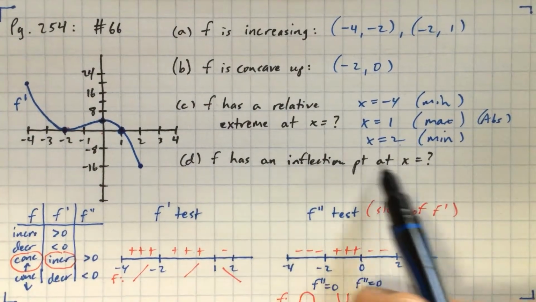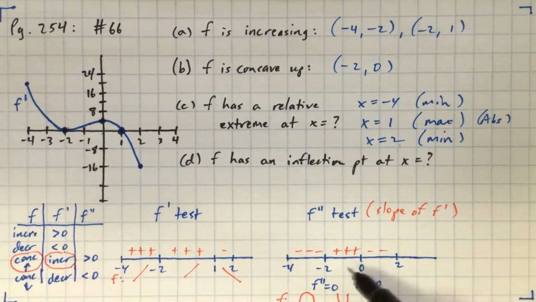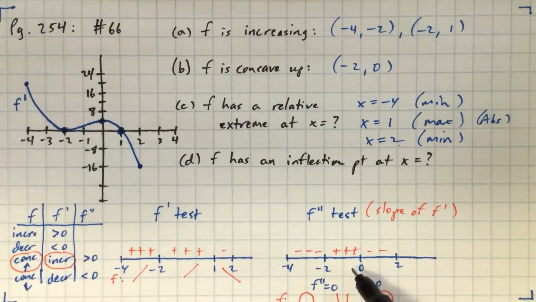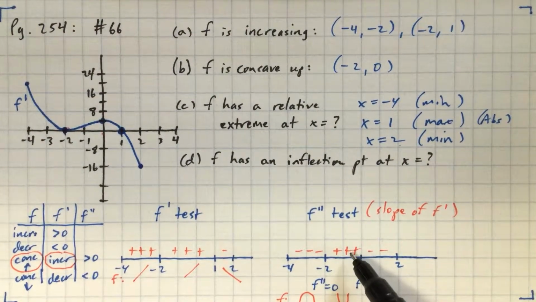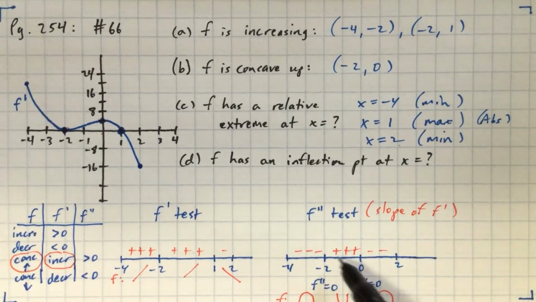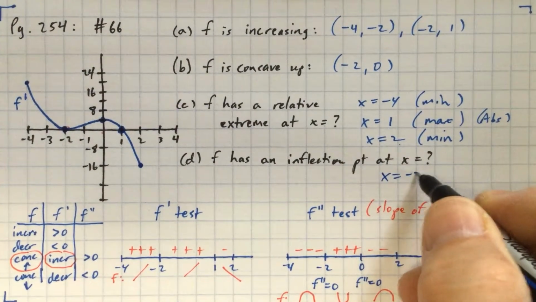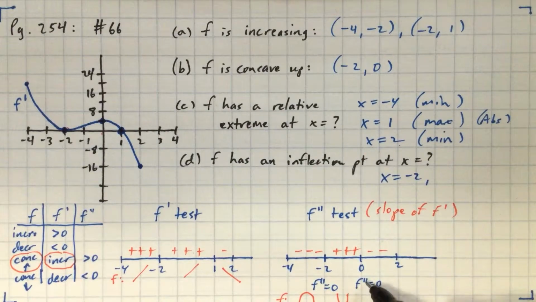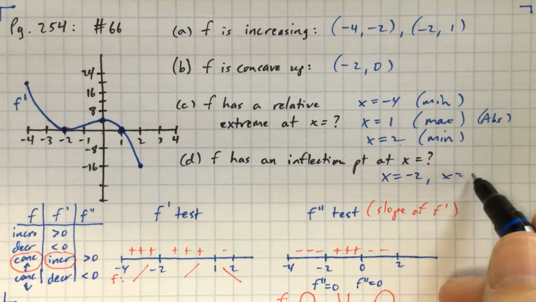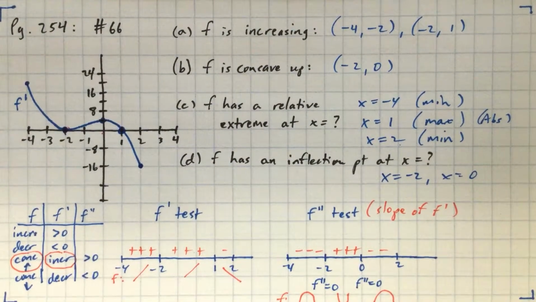But then where does f have an inflection point? Well, if you know the definition of an inflection point, it's where f double prime changes sign. F double prime changes sign at x equals negative 2, as well as at x equals 0. And that is it.